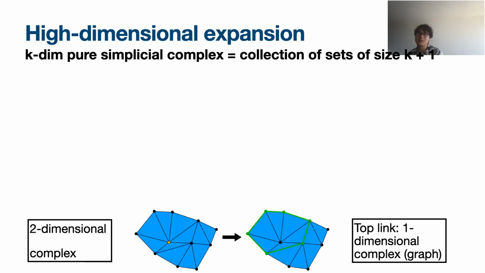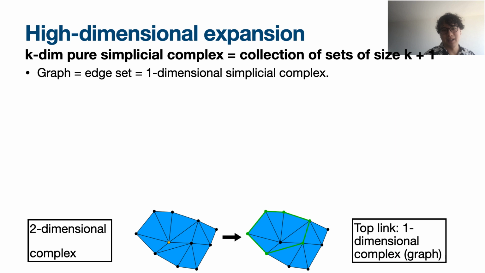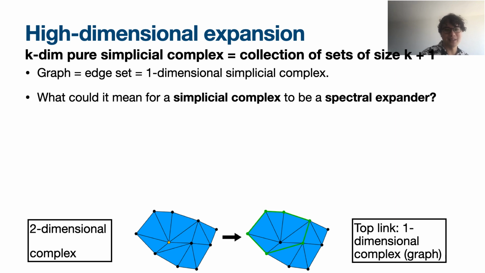And then high dimensional expansion was this idea, which has different forms. But let's talk about spectral high dimensional expansion. It generalizes in a natural way expansion of graphs to higher dimensional objects. A graph is a set of edges and vertices, so that's a one-dimensional simplicial complex. In general, we could view a simplicial complex as a collection of sets of size k plus 1 if it's dimension k. So graph edges have two elements, their dimension is 1.